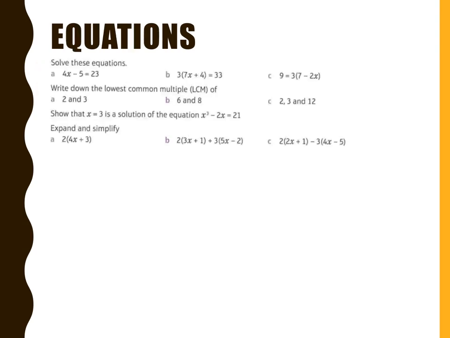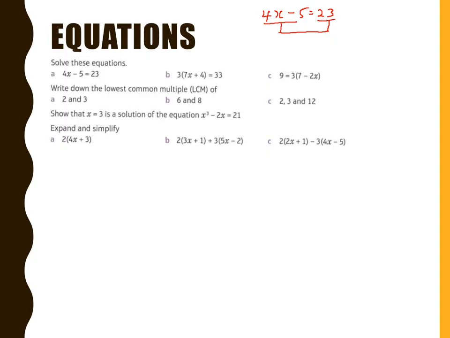Okay, so solve these equations. This equation, let's try and do this together in class. So 4x minus 5 equals 23. I always encourage my students to focus on this equal sign. So whatever you do on this side, you have to do it on the other side because of this balance. It has to balance these two. Because of this equal sign, it means that this is equal to this.